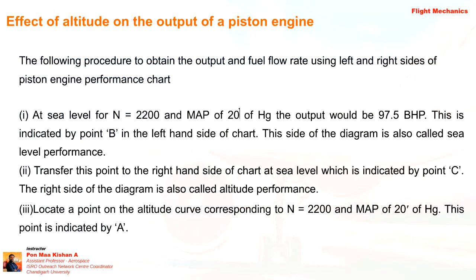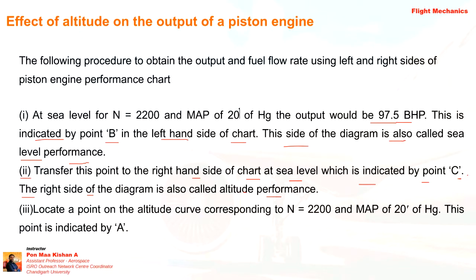In the first step we have derived that the power output is 97.5 BHP, indicated by point B on the left-hand side of the chart, and this side of the diagram is called sea level performance, which I have already explained. Let's get into the second point. Transfer this point to the right-hand side of the chart at sea level, which is indicated by point C. The point C is the BHP 97.5. The right side of the diagram is altitude performance.